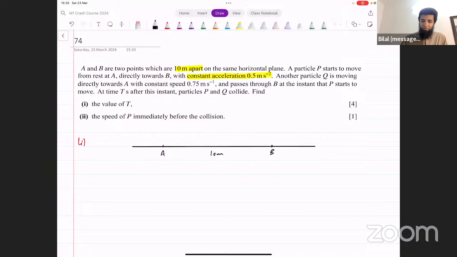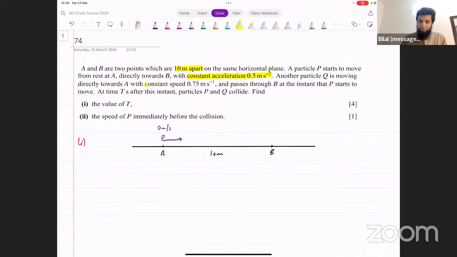P starts from rest at A and it goes towards B. So there's a particle P that's going from this point to the right side, and its initial velocity is 0 meters per second. It starts from rest. And its acceleration is constant at 0.5 meters per second squared. There's another particle Q that's moving directly towards A with constant speed 0.75 and passes through B at the instant that P starts to move.